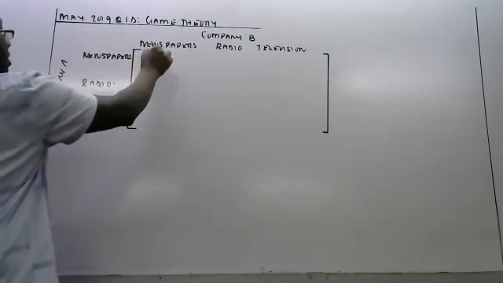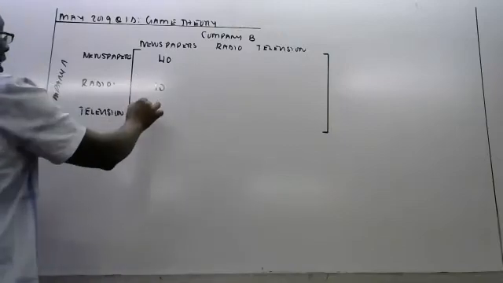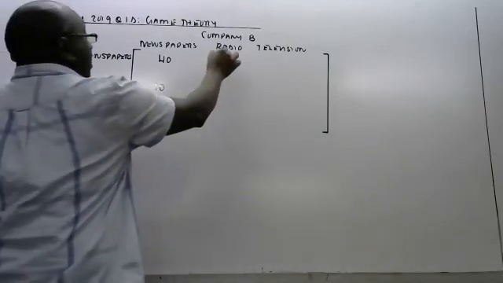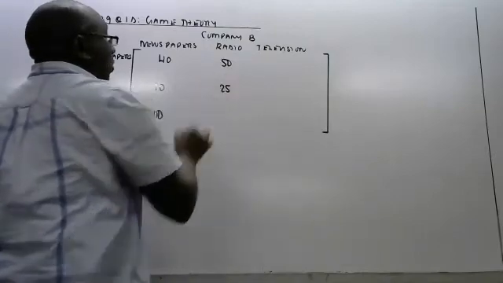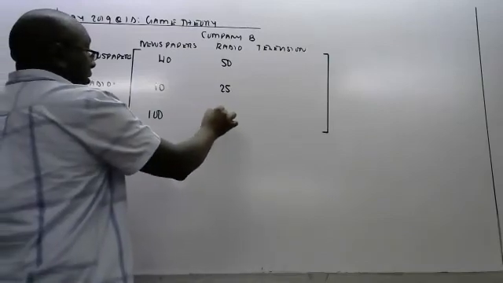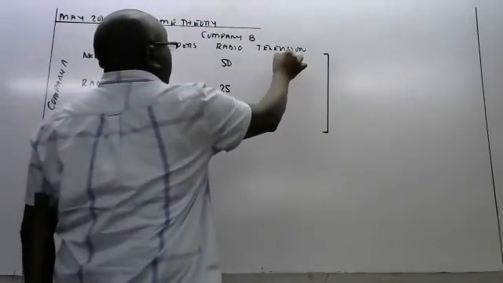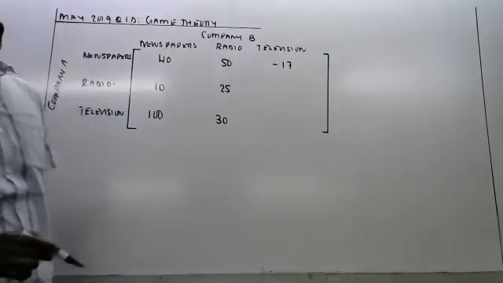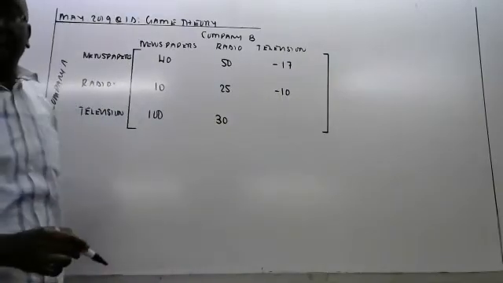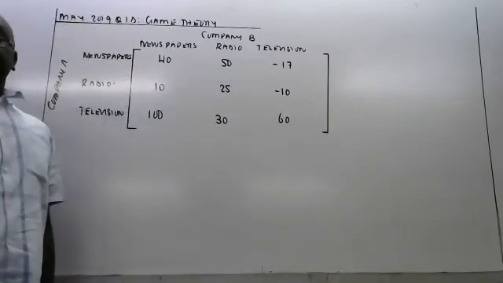This is 40. Then we have 10, and we have 100. Then we have 50, we have 25, we have 30. Then we have minus 17, minus 10, and then we have 60. Then we have 60.